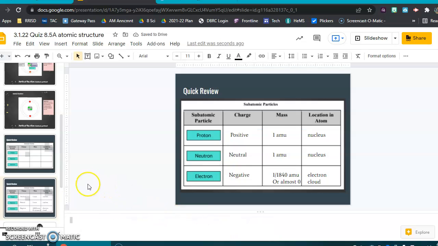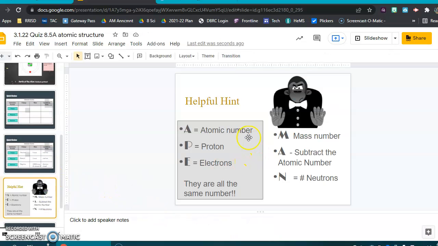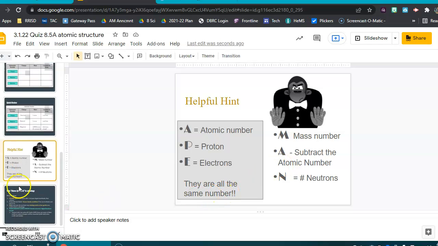Here's our worksheet all filled out. So helpful hint, remember that our atomic number, our protons, and our electrons are all the same number. So if it's 74, it's 74 for each one of those. And then remember, our mass number, subtract the atomic number, gives us our number of neutrons.